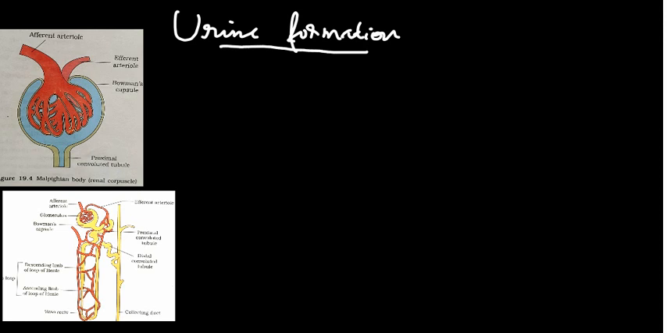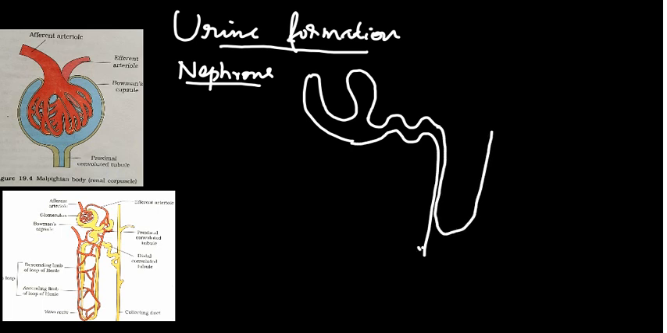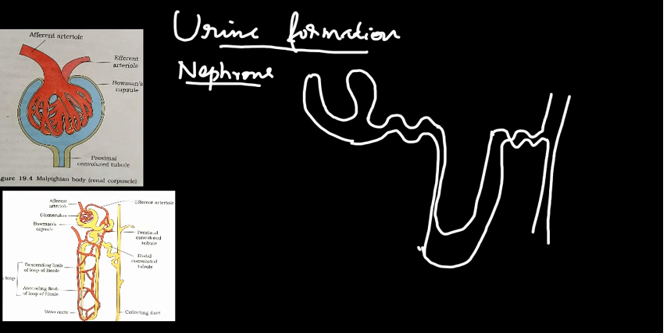So our kidney consists of billions of nephrons, and each nephron has the Bowman's capsule, the proximal convoluted tubule, Henle's loop, distal convoluted tubule, and the collecting duct. The blood that comes to the Bowman's capsule is in the form of afferent arteriole.